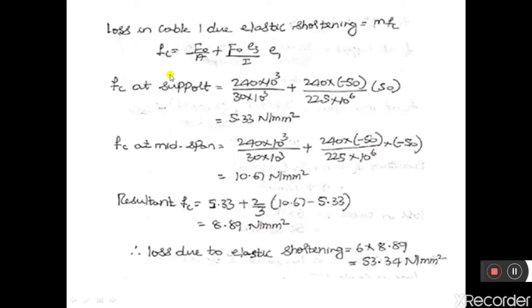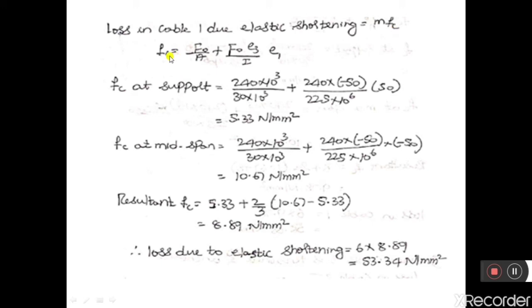So when cable 3 is pulled, there will be loss in cable 1 also. So what's the loss in cable 1? Loss in cable 1 due to elastic shortening is equal to m into Fc. So here also we will get two values for Fc. One is compressive stresses in the concrete due to eccentricity at the supports, and the other one is compressive stresses in the concrete due to eccentricity at the midspan.